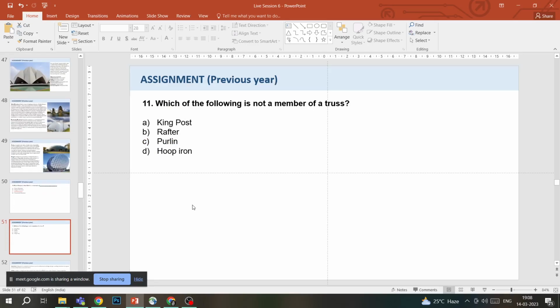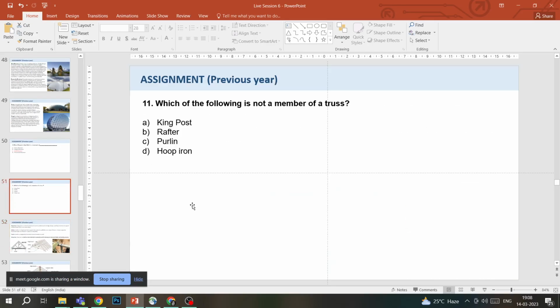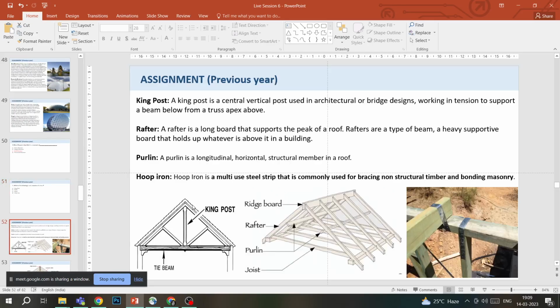Now question number 11. Which of the following is not a member of a truss? King post, rafter, purlin, or hoop iron? So we will see what all these members mean in a truss, and then we will answer this question. A king post is a central vertical post used in architectural or bridge designs, working in tension to support a beam from a truss apex above.